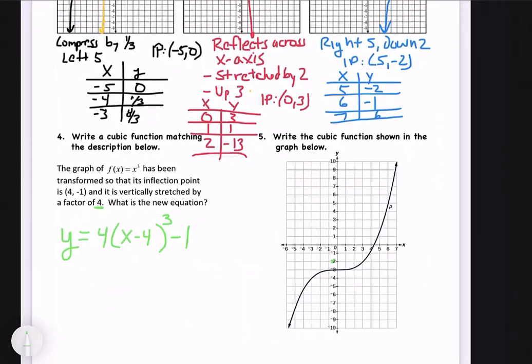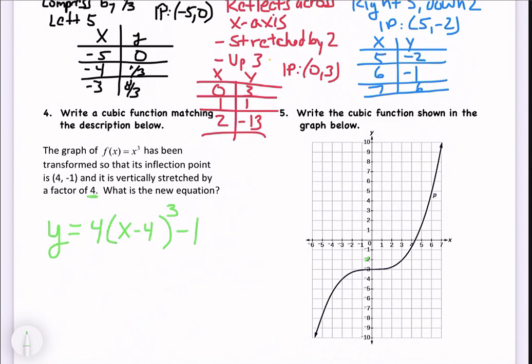Now, number 5 is a little more difficult. Write the cubic function shown in the graph below. So, I don't know why it went there, but we know our inflection point. So let's label that as (0, -3). So we know we have an x cubed, and we have minus 3, not inside the parentheses.